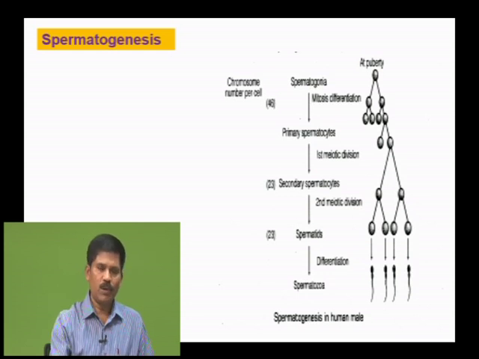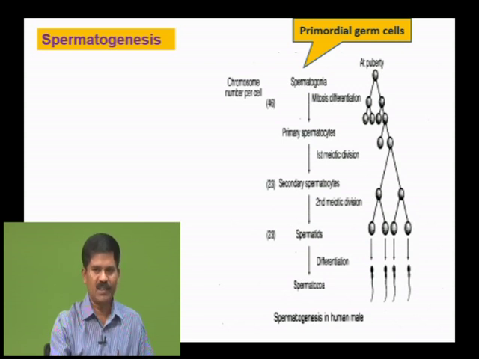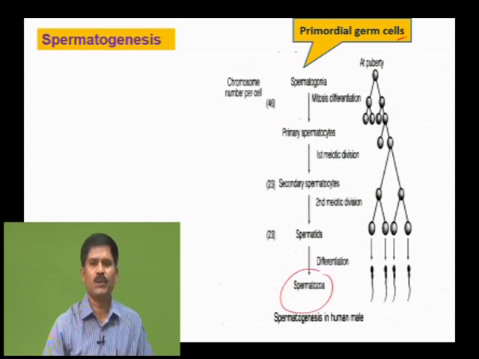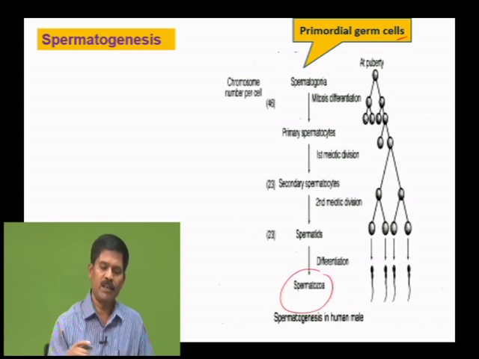Coming to the very important aspects of the male reproductive system, that is spermatogenesis. Spermatogenesis is the process of formation of sperms. You know that sperms are formed from primordial germ cells present in the testis, particularly in the seminiferous tubules itself, where spermatogenesis takes place. Primordial germ cells, before they are transformed into spermatozoa or sperms, pass through 3 different phases.